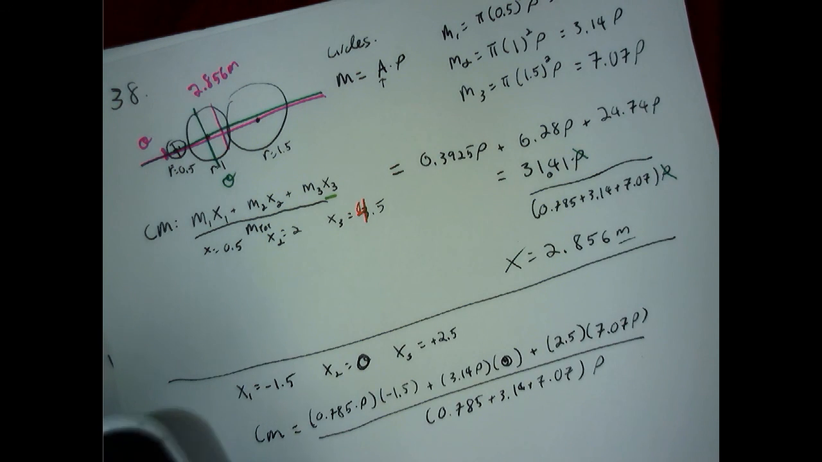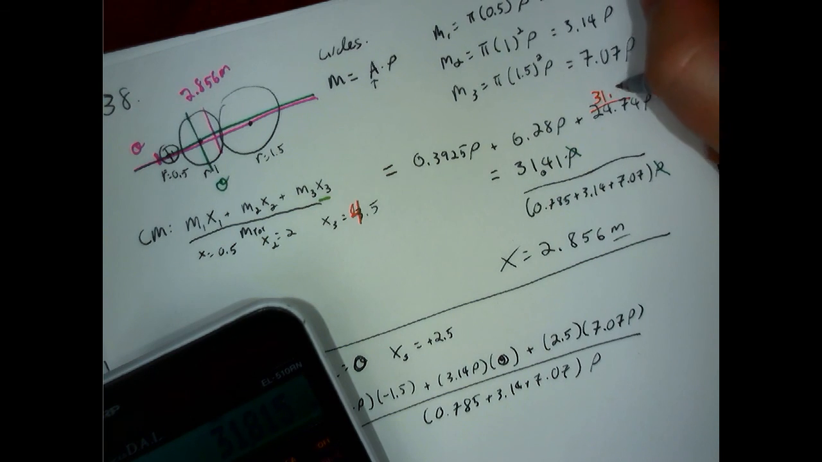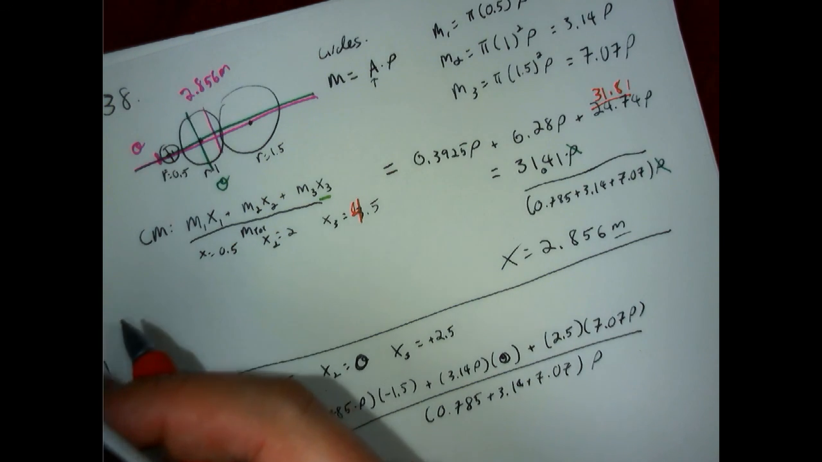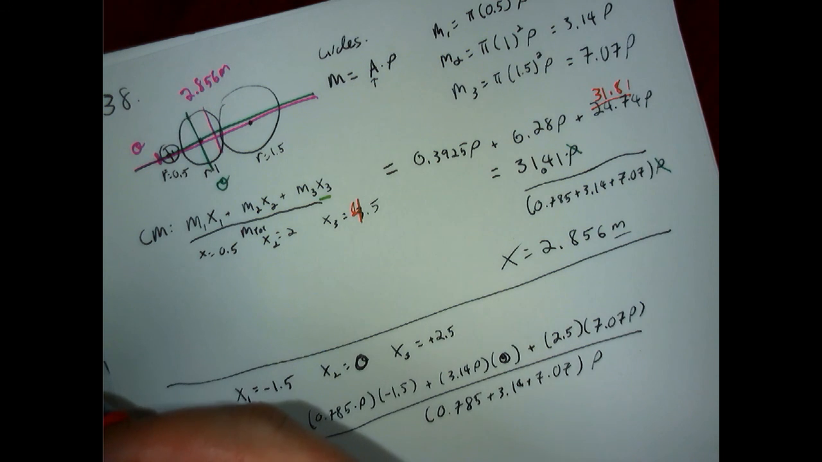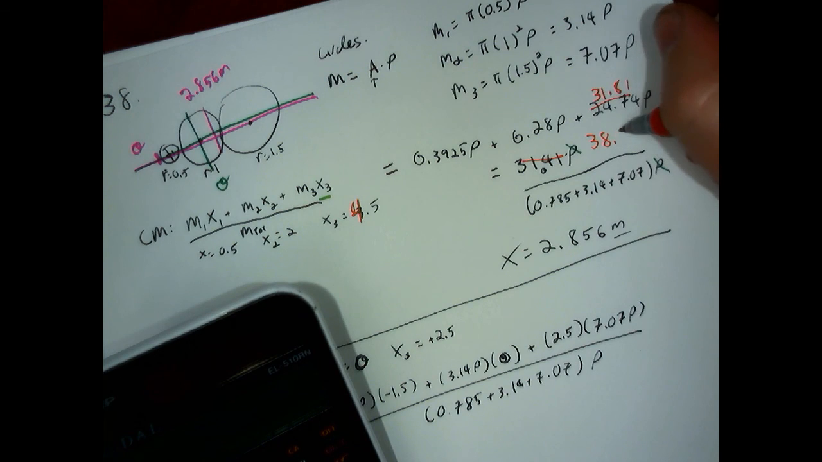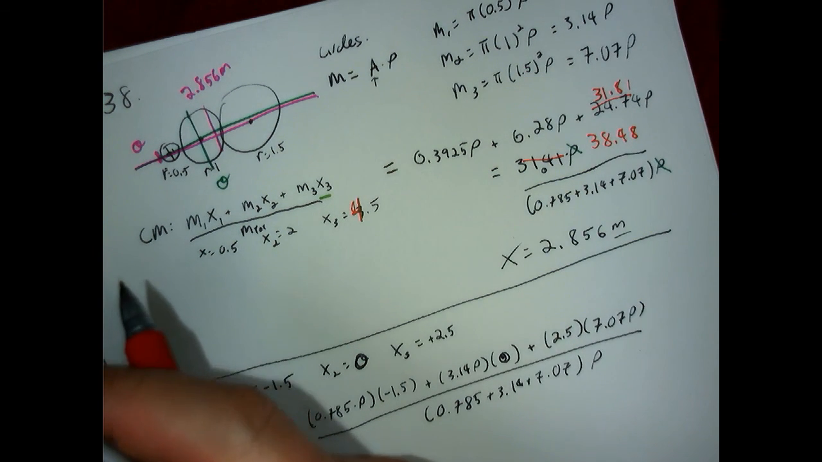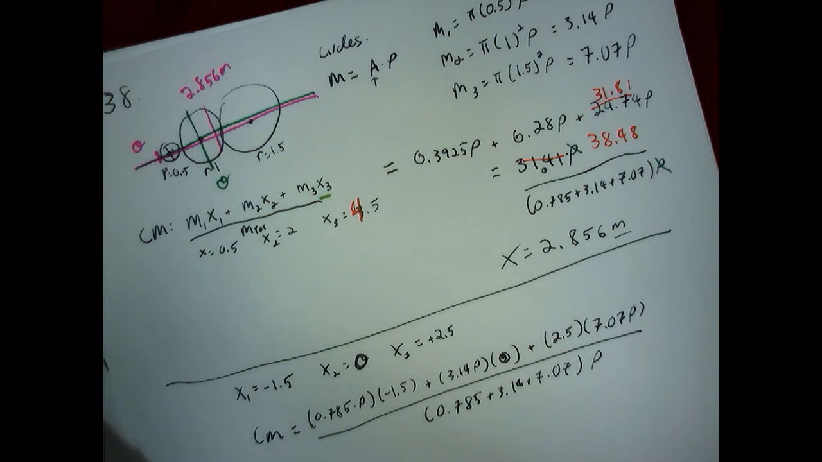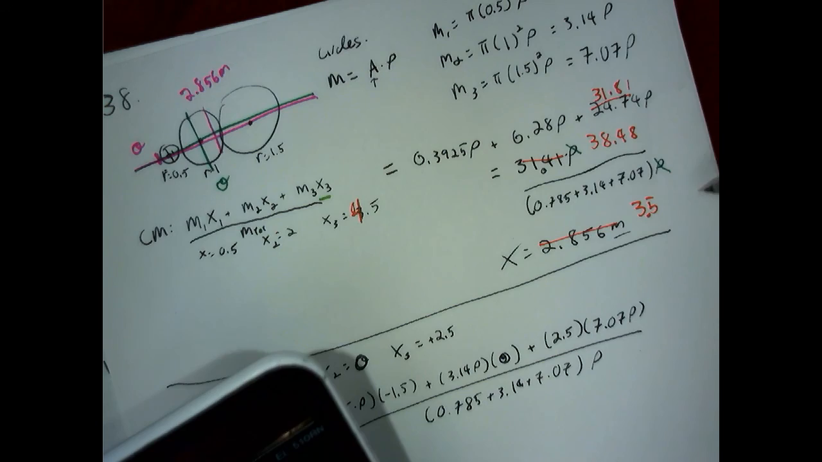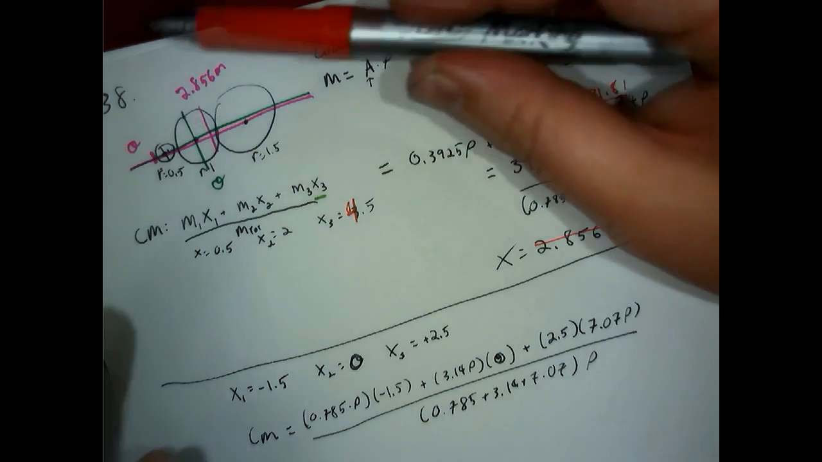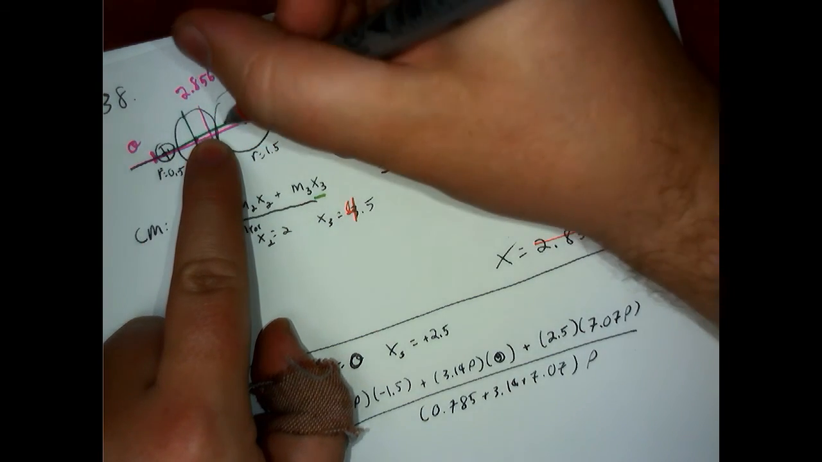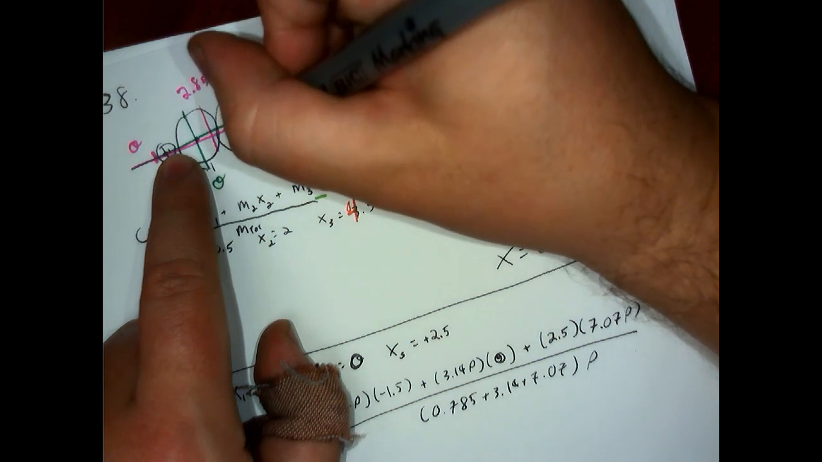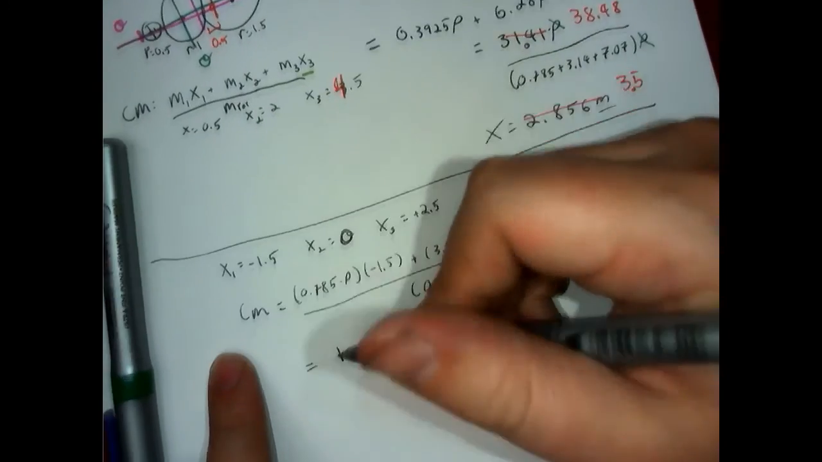So then this is 31.815. Add them up. That's 38.48 divided by 10.85. That's 3.14. This number is supposed to be 3.5. So where is that? Let's see. This is 1, 2, 3. It's 0.5 away from this border. And that's exactly the number I got down here.